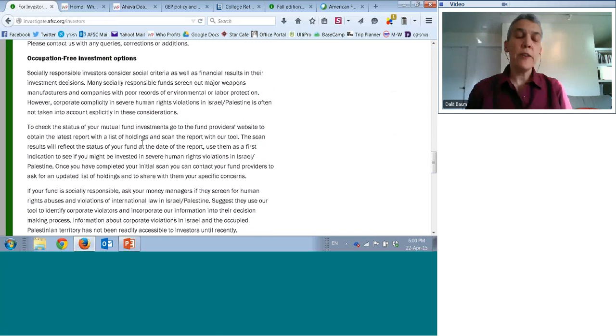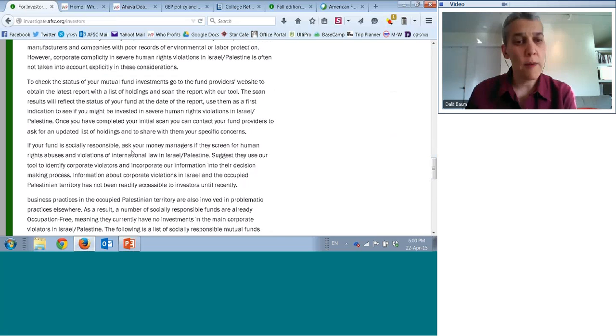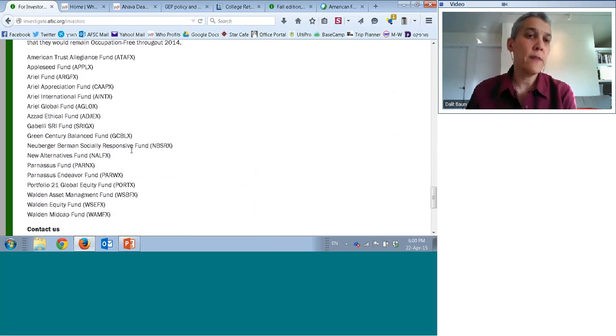We have already used the tool on some socially responsible mutual funds out there in the market. So people who are responsible investors and want to have their money in socially responsible mutual funds, but are not sure if these funds are just like TIAA, maybe calling themselves socially responsible but also heavily invested in the occupation, we have tried to check some of these funds for them already. And we came up with this list. It's a very preliminary list, but it shows you that there are funds out there, and these are some of them, that are already occupation-free.